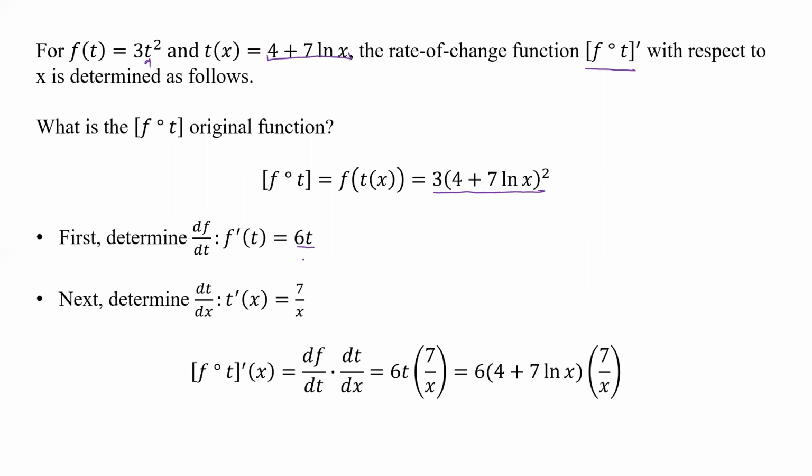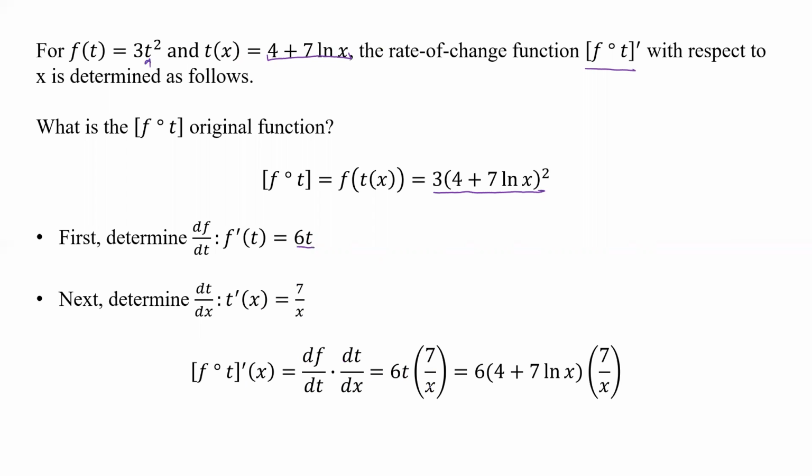So we get just 6t. Then we take the derivative of t of x, that's dt/dx, and that's t prime of x. And that's a constant, so that goes to zero. Then we have a 7 times, well, the derivative of ln of x is 1 over x, so we have 7 over x. And so that's going to be our t prime of x. And so f prime of x is just df/dt times dt/dx, which is just going to be 6t times 7 over x.